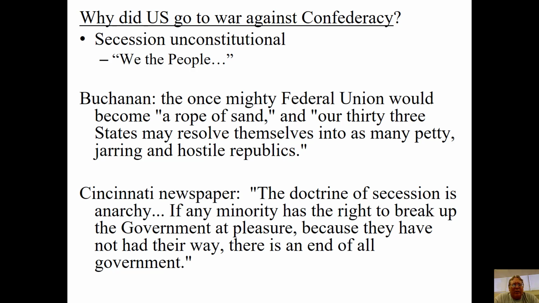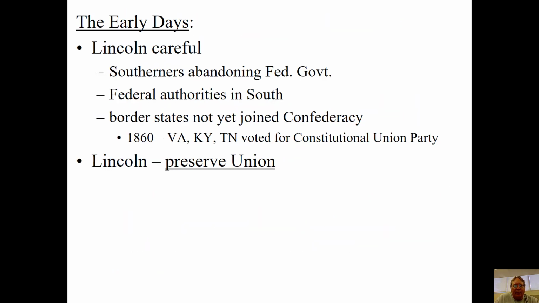That the doctrine of secession is anarchy. If any minority has the right to break up, and they mean political minority, has the right to break up the government at its pleasure because they have not had their way, there's an end of all government. So pretty quickly, a lot of Northerners, even ones that didn't vote for Lincoln, are saying, hey, wait a minute, the South's going too far here. You can't just walk away from us, right? Just because you lost an election. You have to stick with it, even if you don't like it.